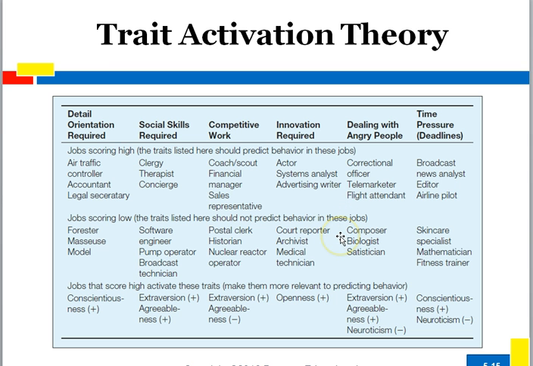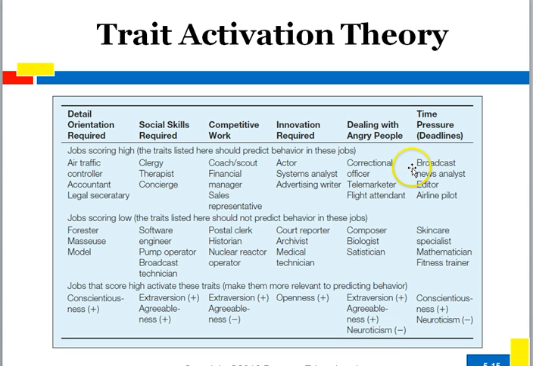Composer, biologist, statistician, they're, I guess, saying they don't come in contact with angry people too much, so that these skills here, extrovert, agreeableness, and neuroticism. I'm not sure what that is. Sorry. I guess that's being neutral, or art of being neutral.